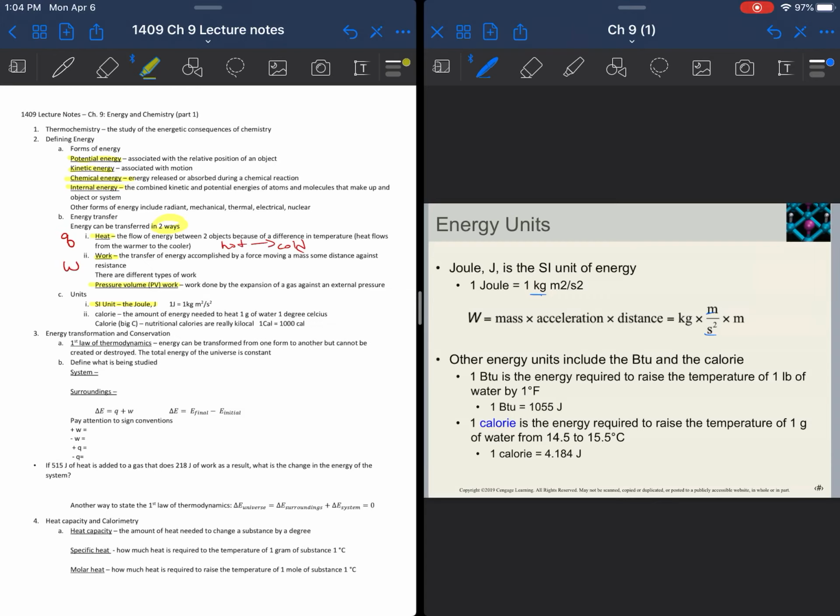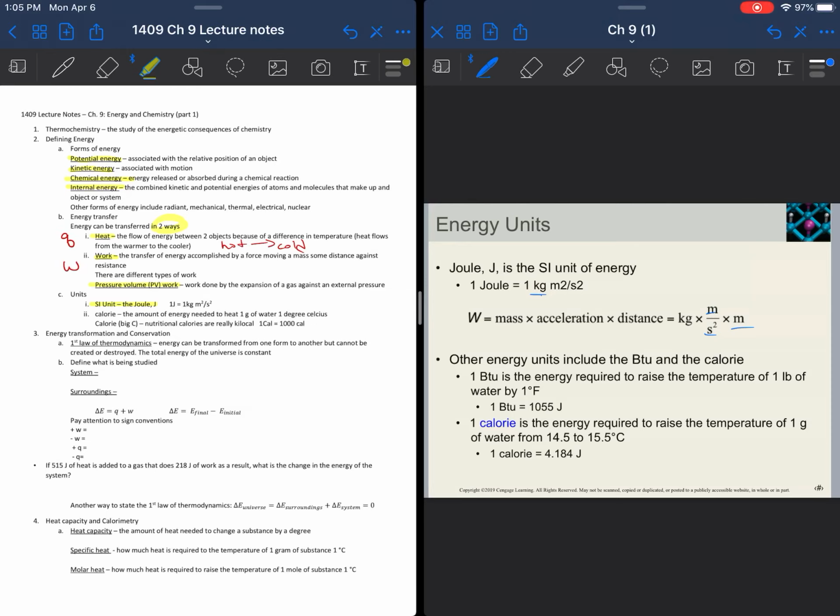If you're dealing with masses, they're going to have to be in kilograms. Accelerations, meters per second squared. And then distance is in meters. So we may, as always, have to keep track of our units.